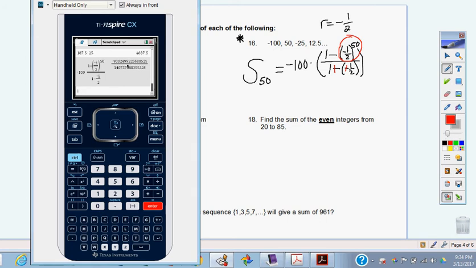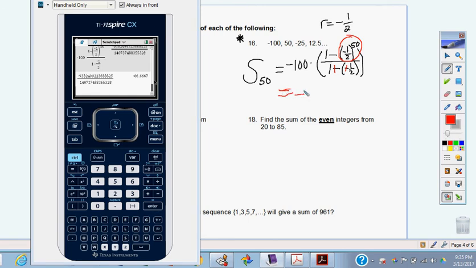So if we're adding 50 together here, it's a really goofy number, and let's just see what that comes out to. Hold on, I'm going to highlight it here. Second answer, control answer, and then control enter, and then it gives me that. So this is coming out to approximately, because we're rounding, negative 66 2/3 when we add all those together.